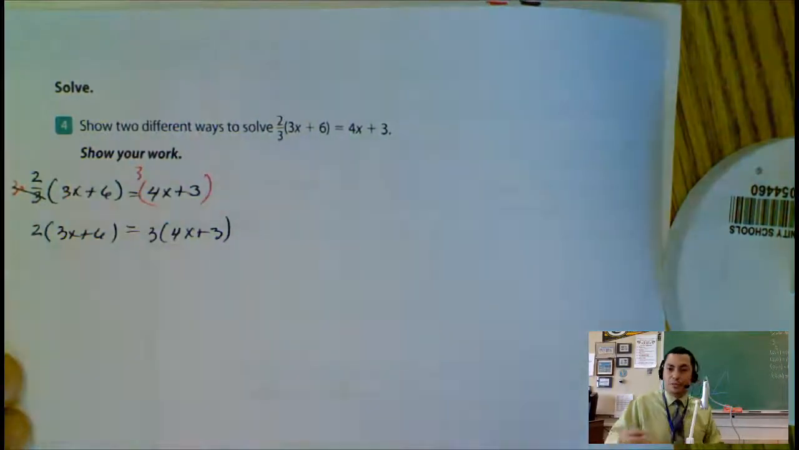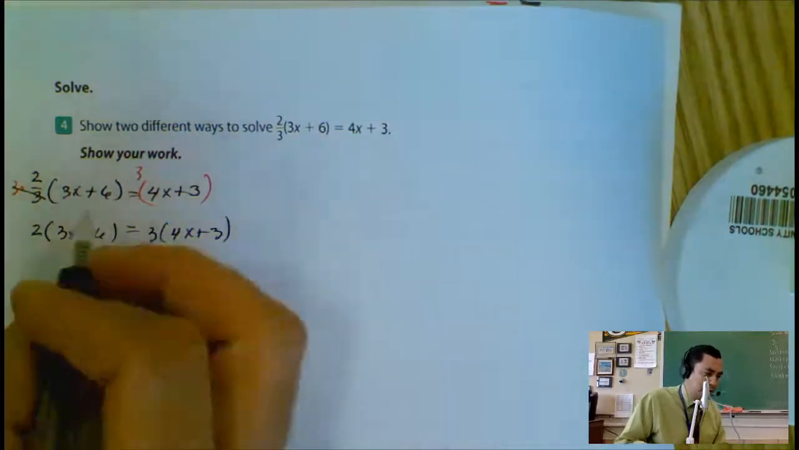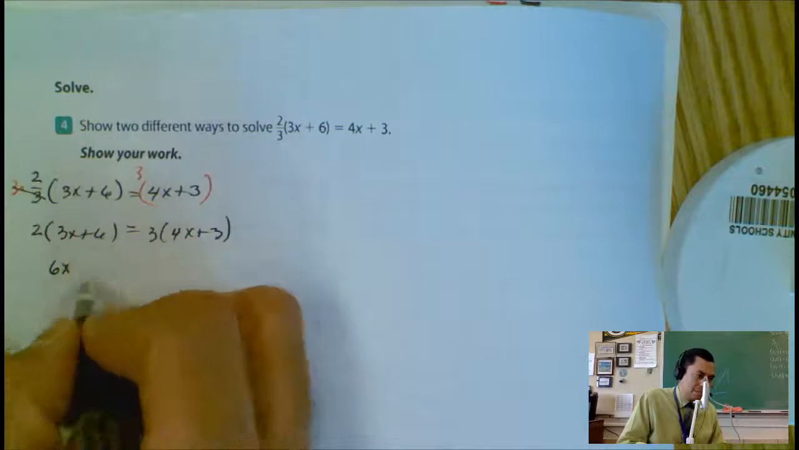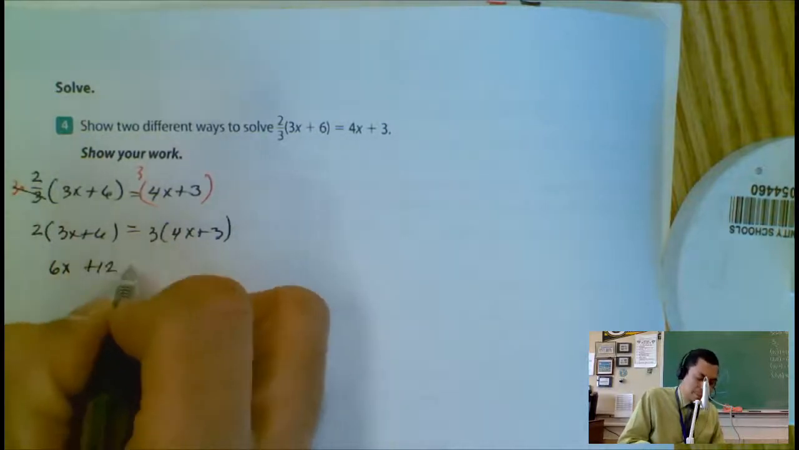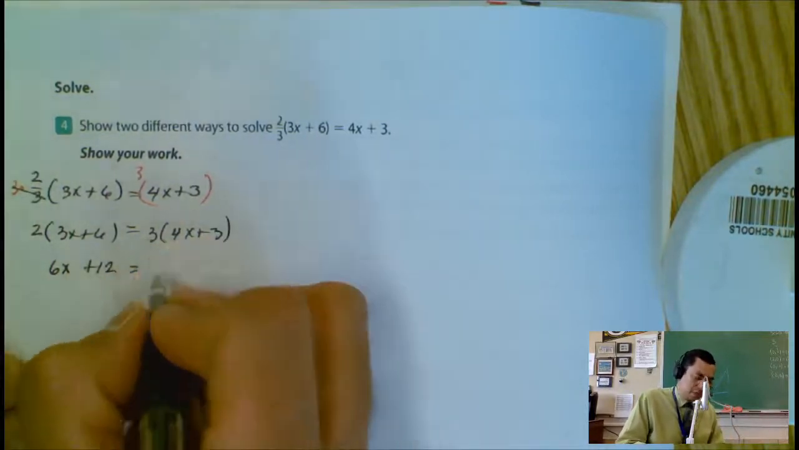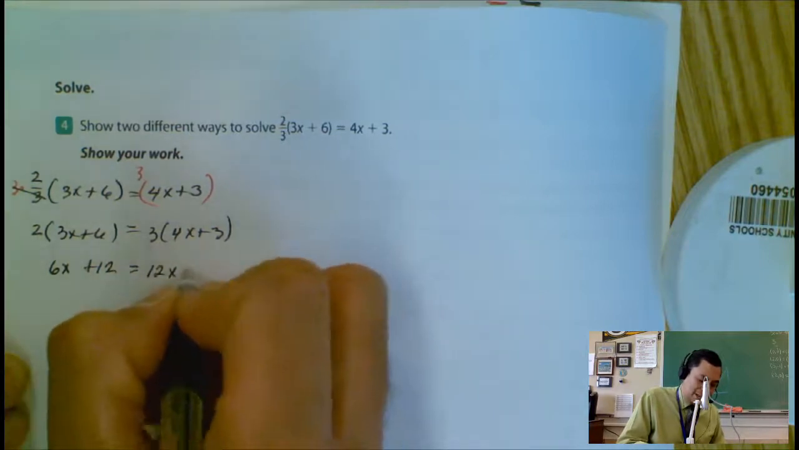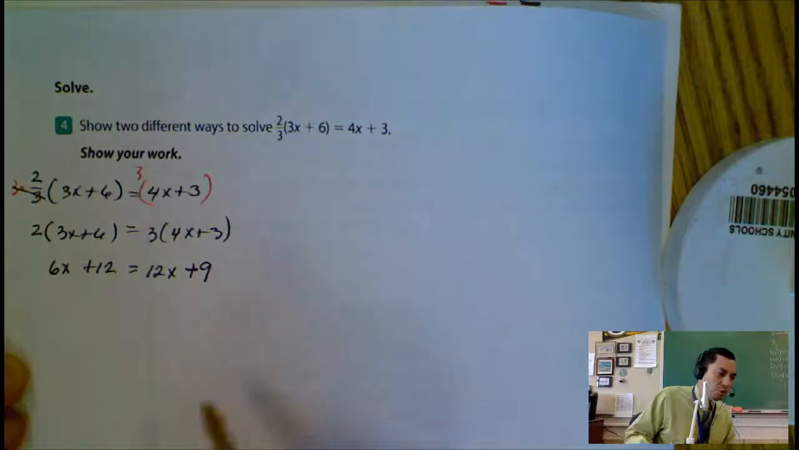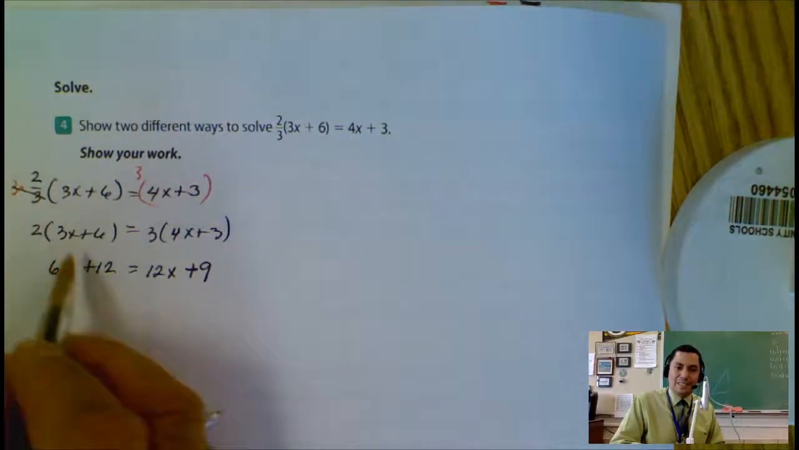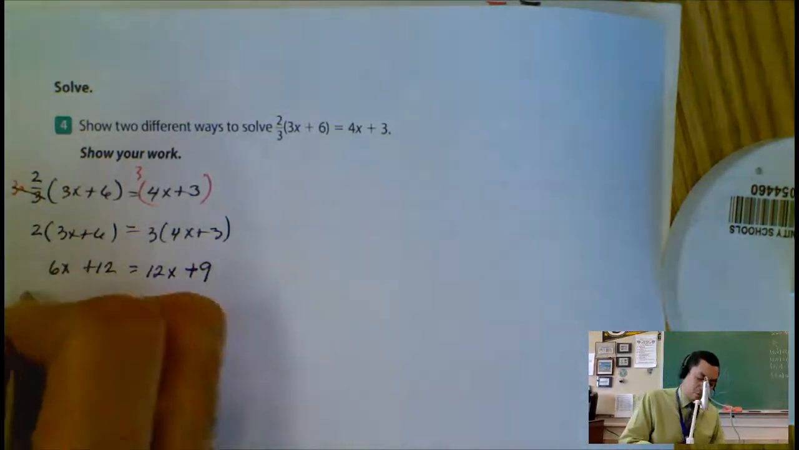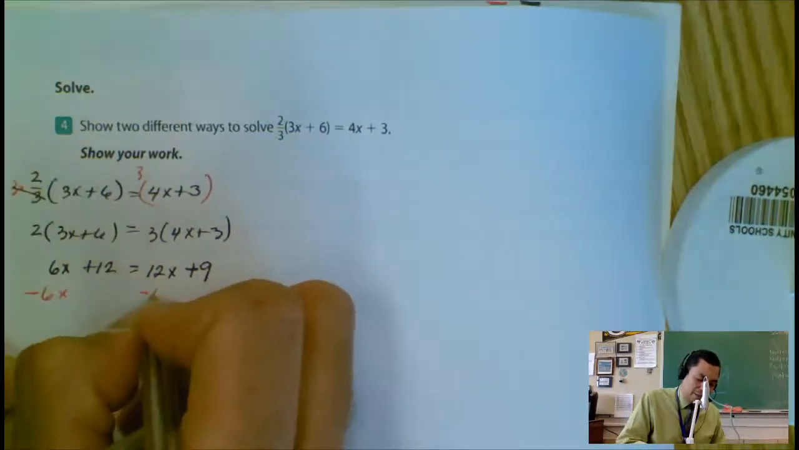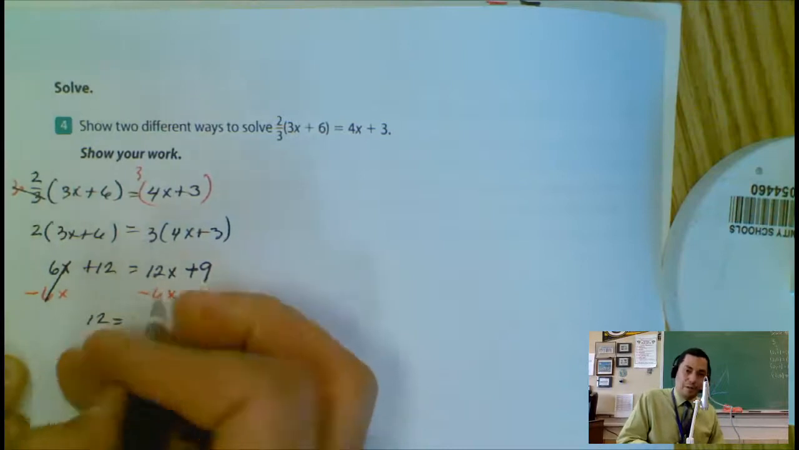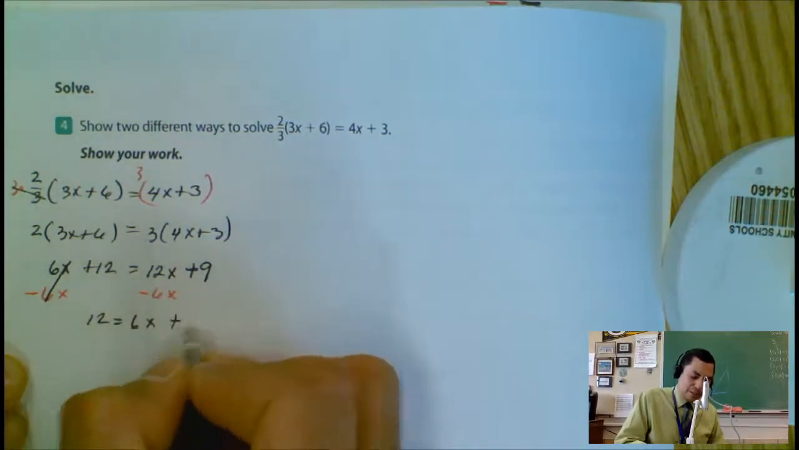Then you apply the distributive property on both sides of the equation. So we have 2 times 3, 6x. 2 times 6 is equal to 12, equals 3 times 4 is 12x, 3 times 3 is 9. Now, I'm going to subtract 6x from both sides of the equation. So minus 6x, minus 6x. So I have 12 equals 12 minus 6 is 6x plus 9.